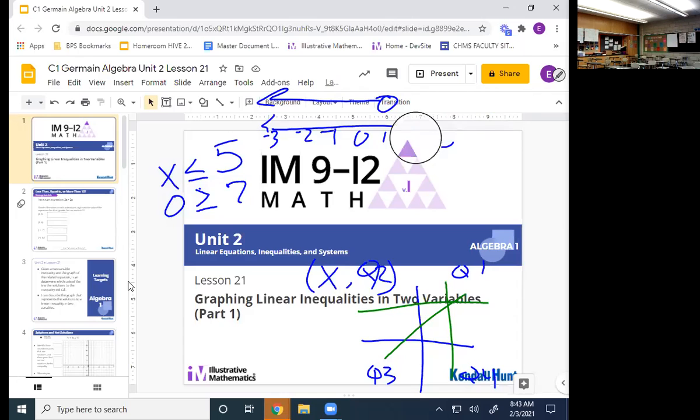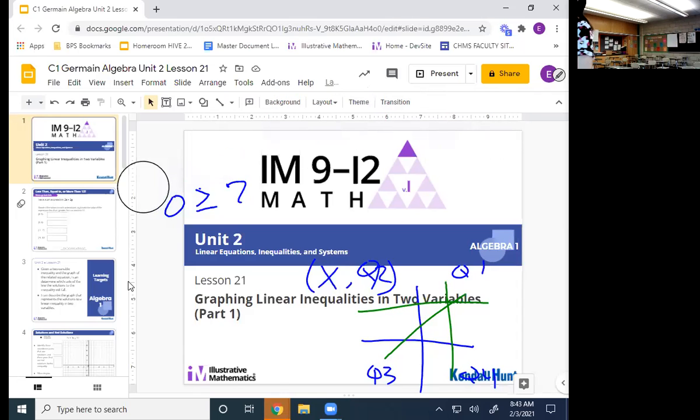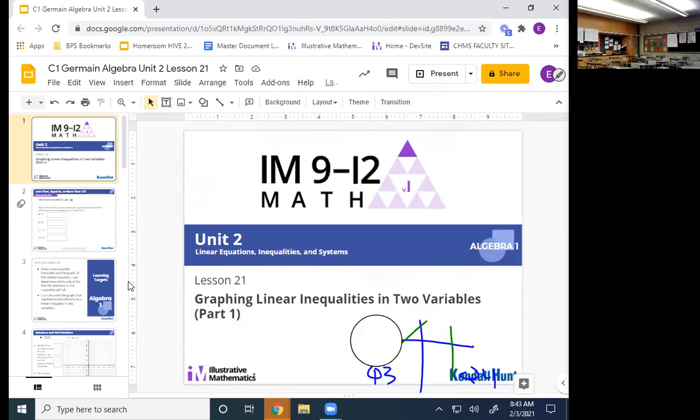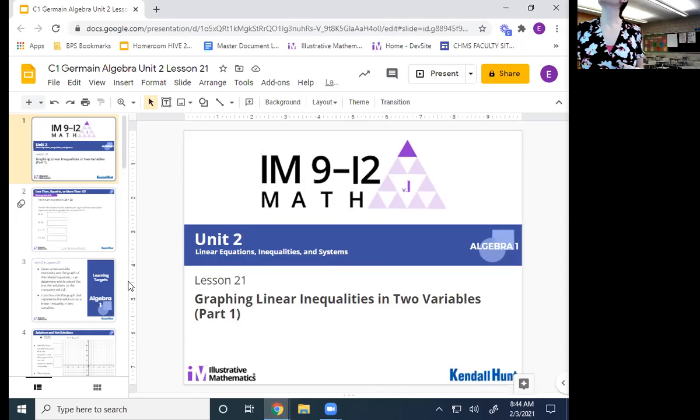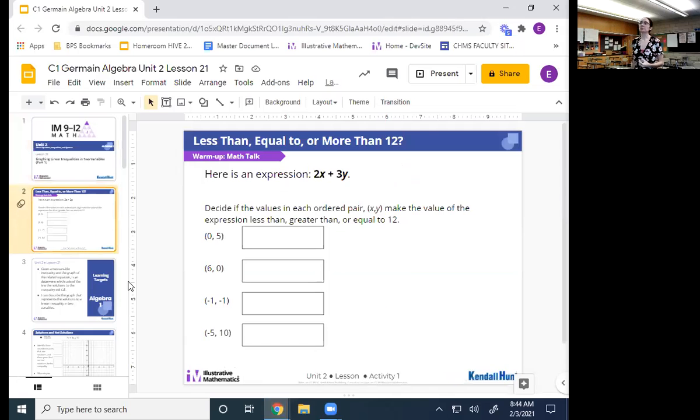That's where the big piece is, and that's why I wanted to take a minute to go over that, because that is where most people get confused. They're like, Miss, we were only talking about one variable, why are we now graphing on a quadrant? Because we're talking about x comma y now, okay? So let's take a look at slide number 2.